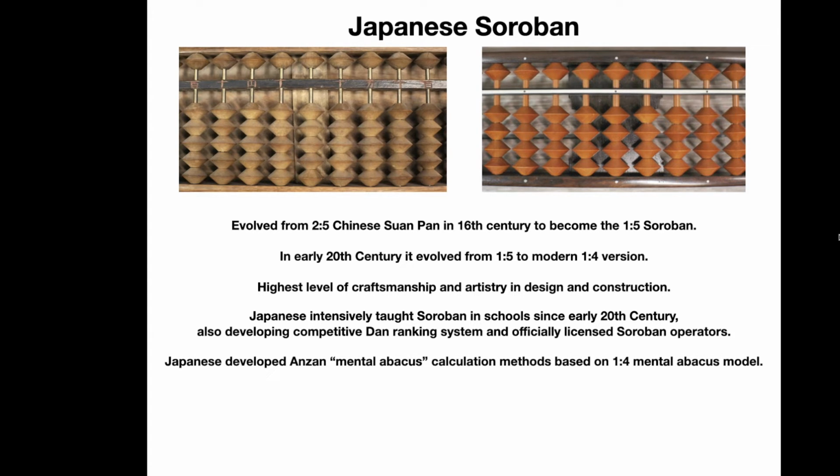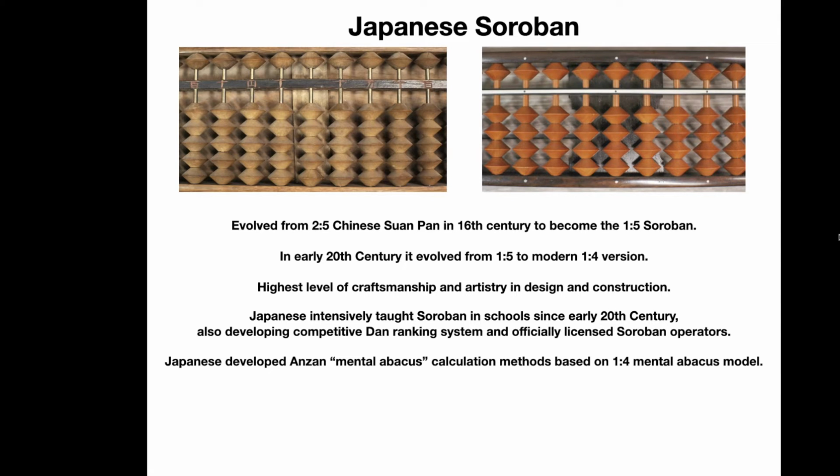So then, because the modern 1-4 Soroban only has 5 beads on a rod, and because the human mind can generally picture or imagine 5 objects at the same time, the Japanese in recent decades have developed this system called Anzan, which means mental abacus. So here, with mental abacus, students are not holding a real abacus in front of them, but they're mentally picturing the beads on an abacus, and they're moving their fingers.